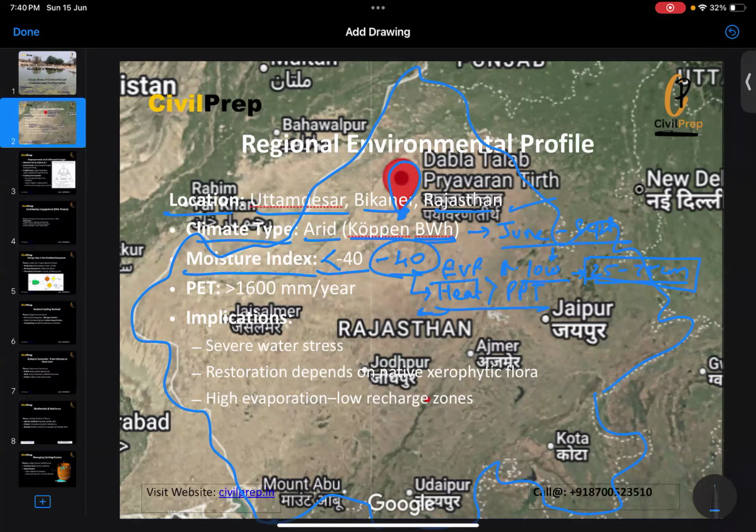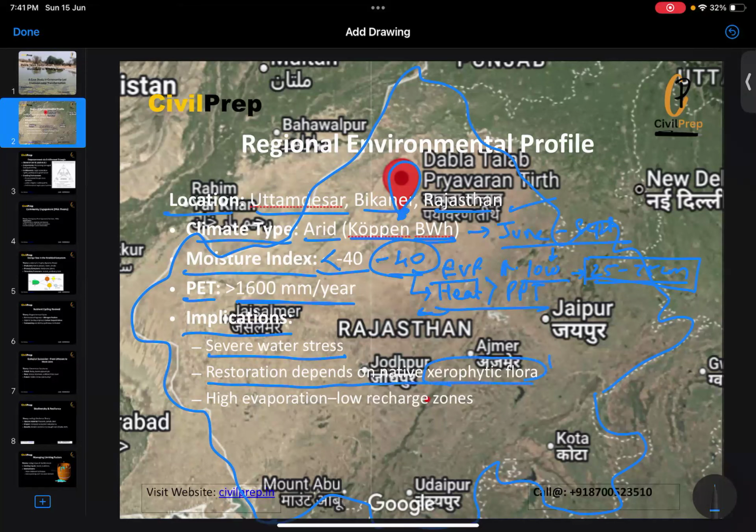If we look at potential evapotranspiration, it is 1600 mm per year. If we just take out two zeros, this will be around 16 centimeters per year. So this is the potential evapotranspiration that is taking place in this region. Implications of this kind of climate we can see here: severe water stress, number one. Number two, restoration depends on native xerophytic flora.